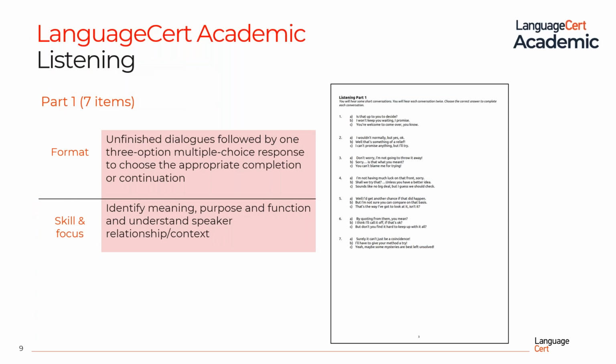Part 1 presents candidates with 7 unfinished dialogues, each followed by one 3-option multiple-choice response. Candidates are required to choose the appropriate completion or continuation. This first part aims to assess the ability to identify meaning, purpose, and function, as well as understand speaker relationship to context.